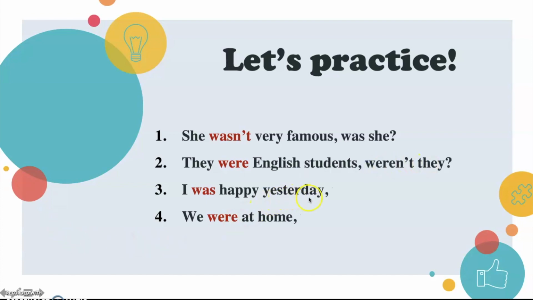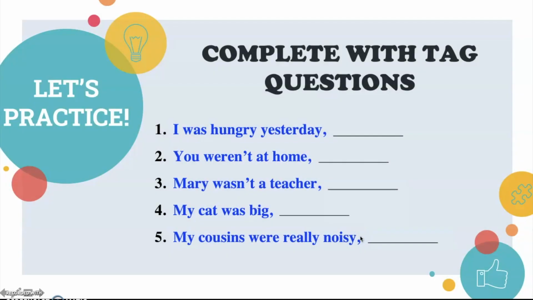I was happy yesterday. This is an affirmative sentence. And the tag question has to be in negative. You are right. So the answer is, wasn't I? We were at home. This is in affirmative. So the answer, weren't we? Very good. Let's continue practicing.